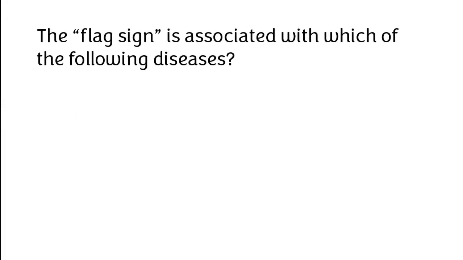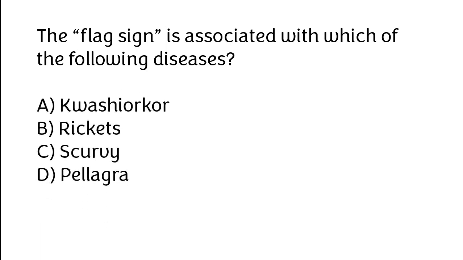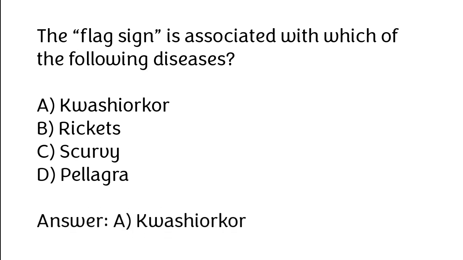The plague sign is associated with which of the following diseases? Kwashiorkor, rickets, scurvy, pellagra. The correct answer is option A, Kwashiorkor.